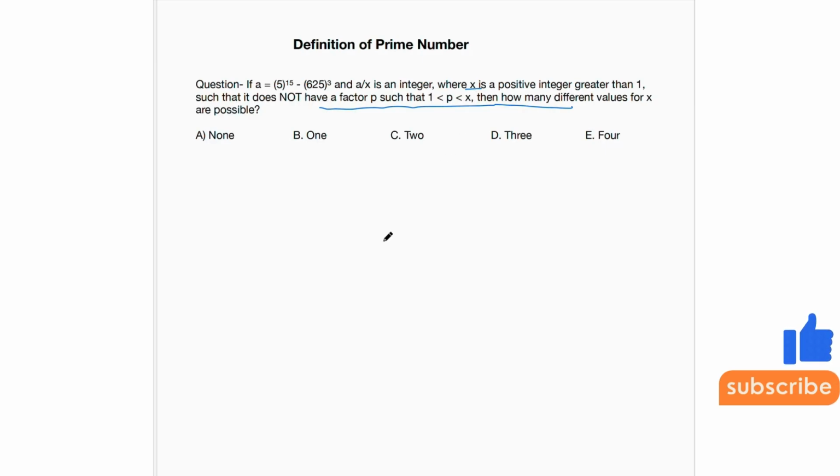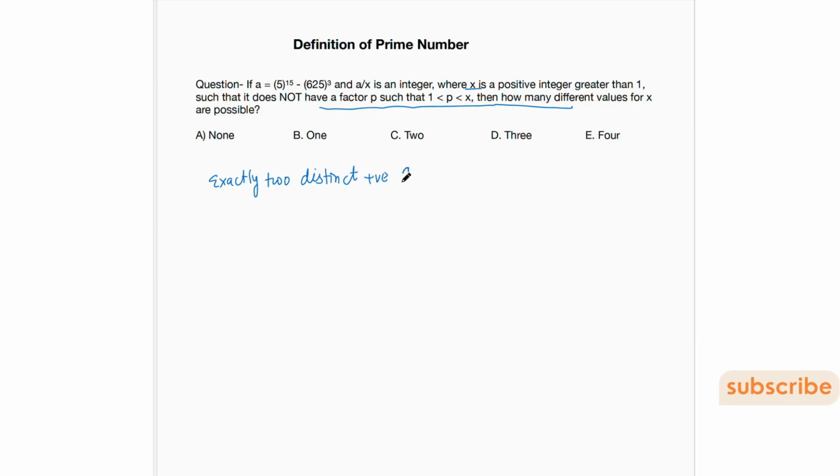So if we do recall the basic definition of a prime number, what does it say? That a prime number has exactly two distinct positive factors. Means those two factors are 1 and the number itself. There cannot be any factor between 1 and the number itself.